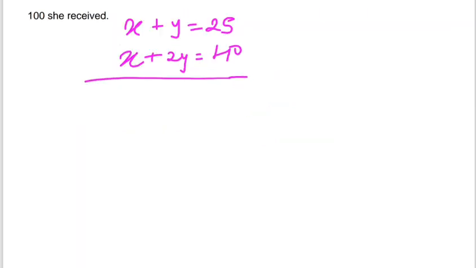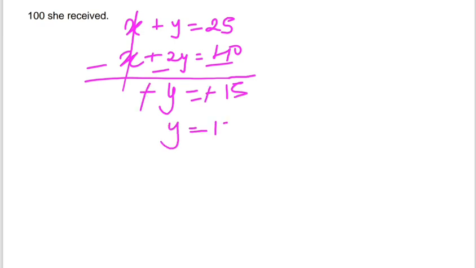So let's subtract, so we can easily cancel the x variable. Changing the signs, so we can cancel the x variable. Minus 2y plus y is minus y, which is equal to minus 40 plus 25, which is minus 15. So let's cancel the minus sign. So y is equal to 15.